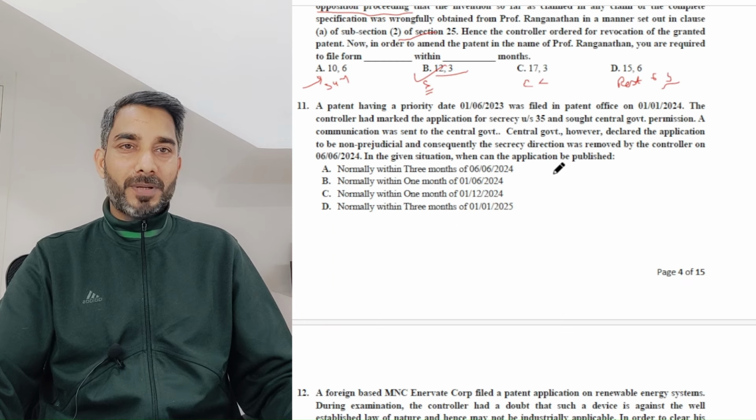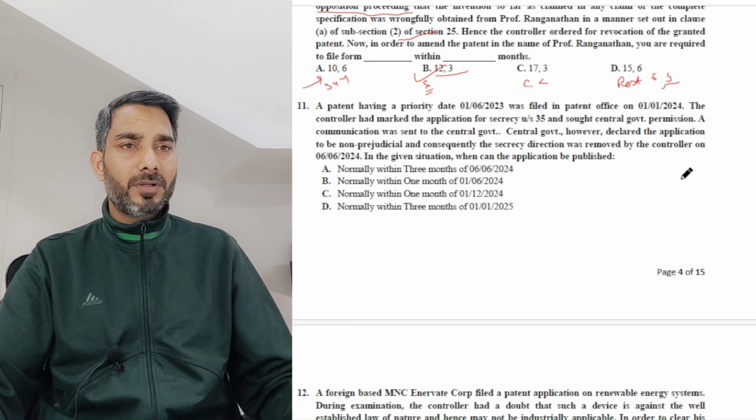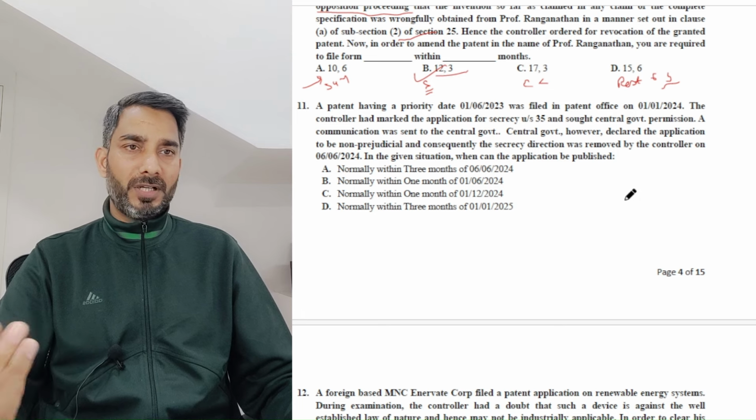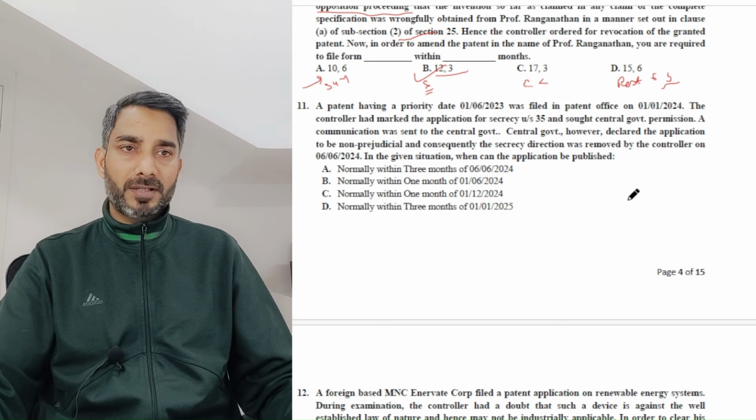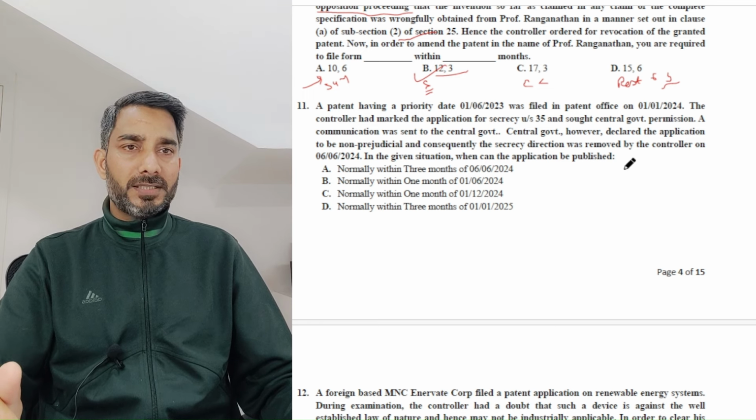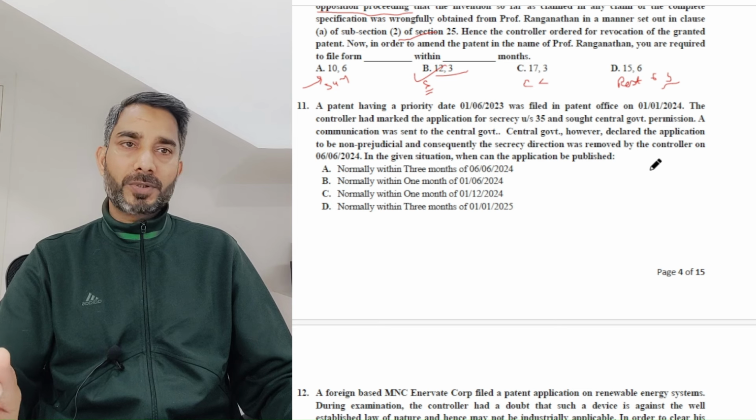A patent having priority date of 1/6/23 was filed in the patent office on 1/1/24. Okay, good. The controller had marked the application for secrecy. Section 35, sought central government permission. Communication was sent to the central government. We know that central government will review it and declare whether it is applicable or not. So they have found non-prejudicial. Consequently, the secrecy direction was removed. Now it needs to get published.